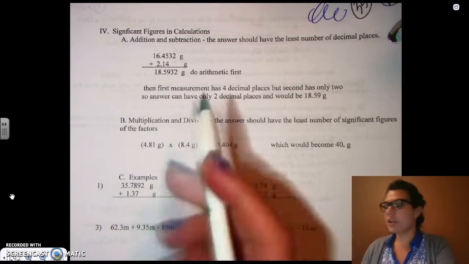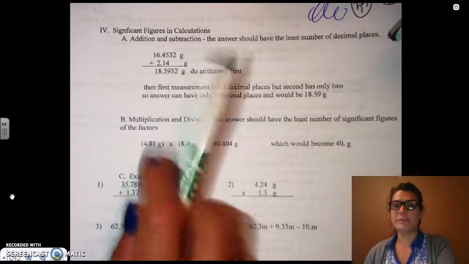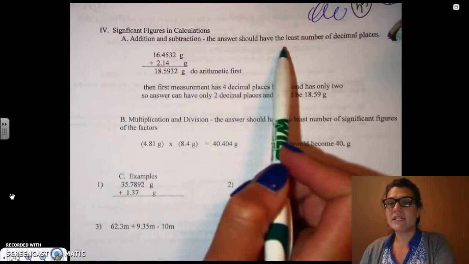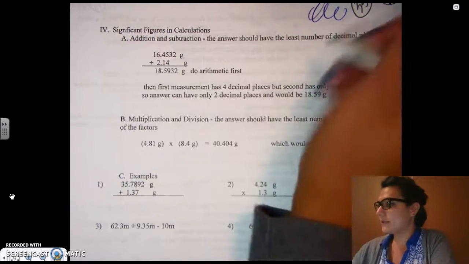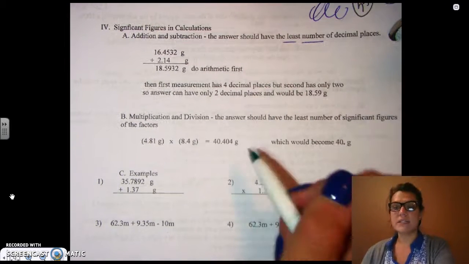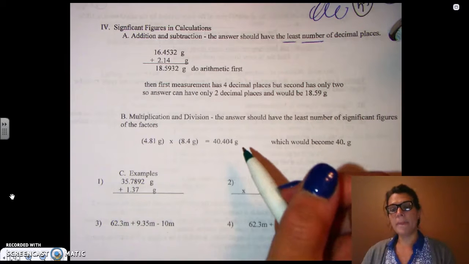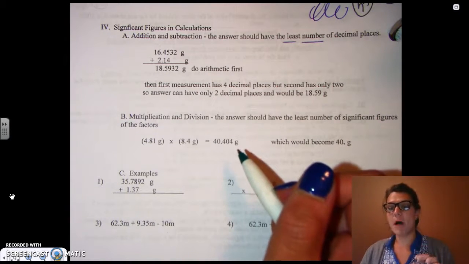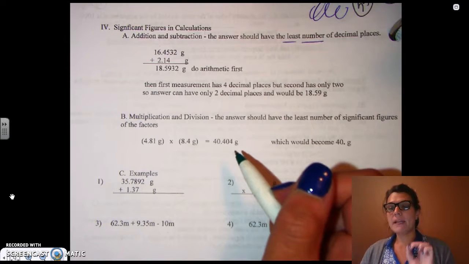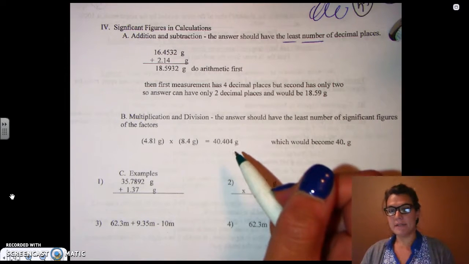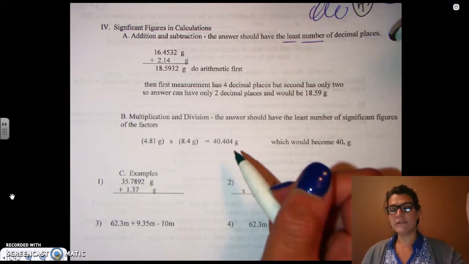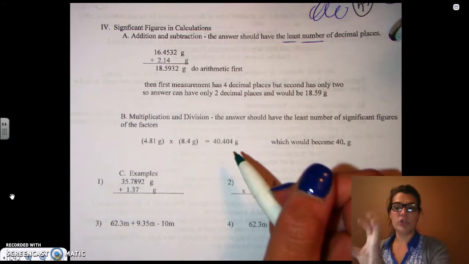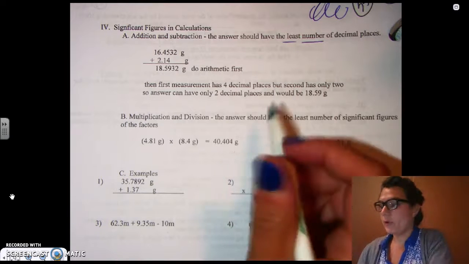So the first thing that we're going to look at is addition and subtraction, okay? Your answer is going to have the least number of decimal places. So we're looking for whichever number has the smallest count of sig figs past the decimal, and that's how many significant figures will be past the decimal in the answer. We're not doing anything in front of the decimal. When we do addition and subtraction, we're only looking at sig figs past the decimal, okay?